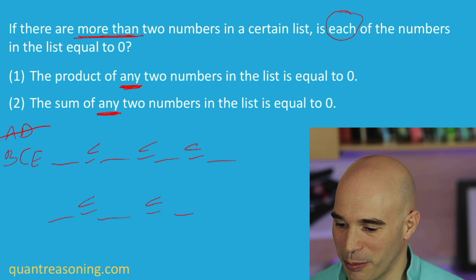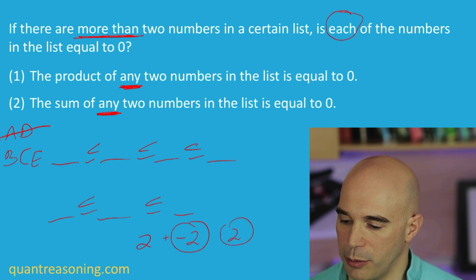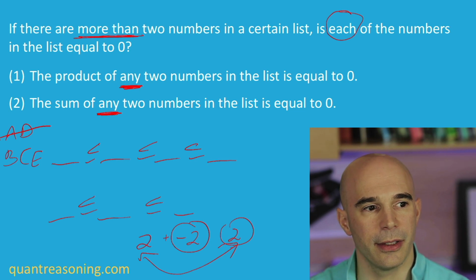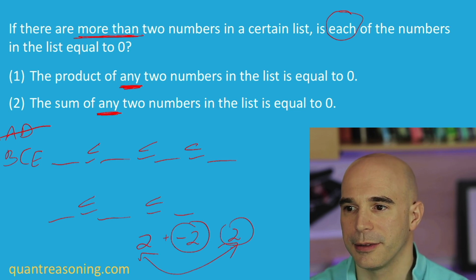So just to illustrate the point, let's say one of them is 2. Okay, so then another one would have to be -2 in order for their sum to be 0. But what if you chose that number with some third number? Well, that other third number would have to be 2, but then if you chose those two, you get a sum of 4. So the only way you're going to be able to say that regardless of which pair of numbers you choose, the sum will always be 0 is if they're all 0.